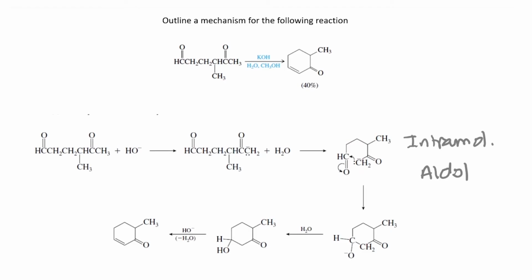And so it forms a 6-membered ring. And subsequently, this O minus can get protonated and form OH. And then loss of hydroxide ion is going to give you the product. So I will let you guys work out the mechanism of this reaction or figure out the exact numbering.